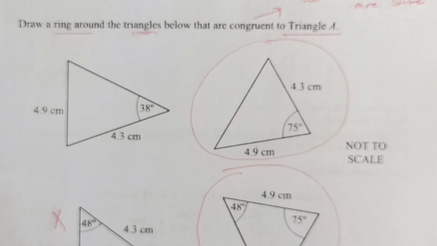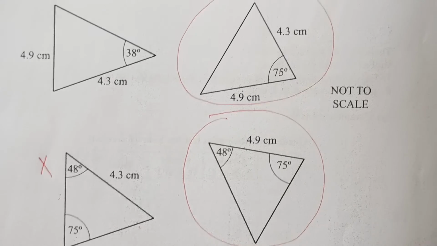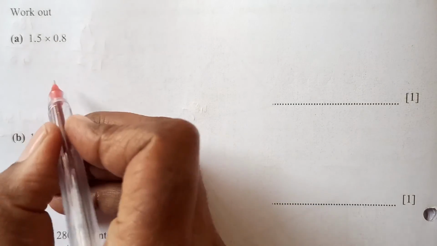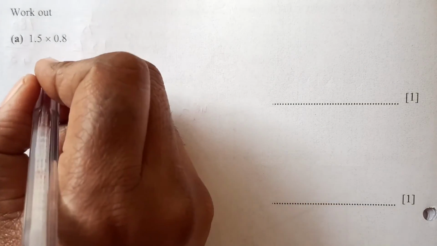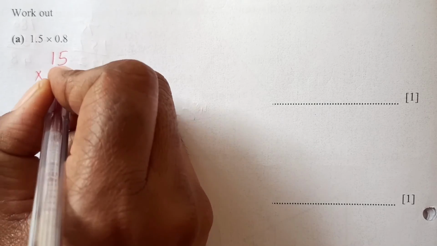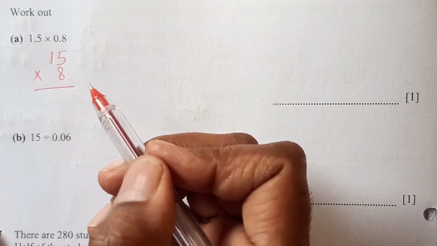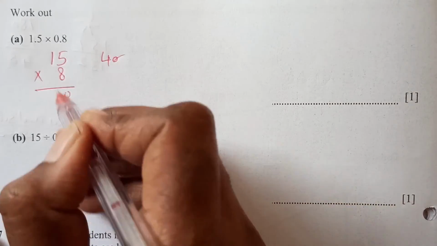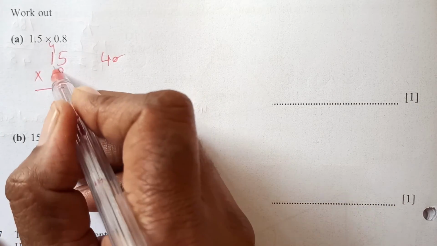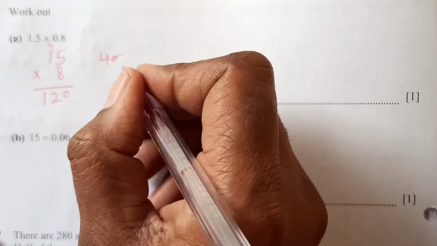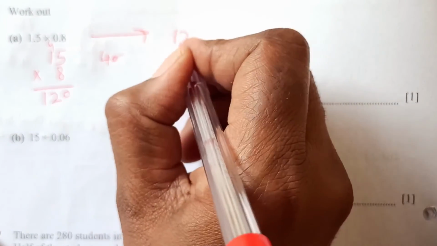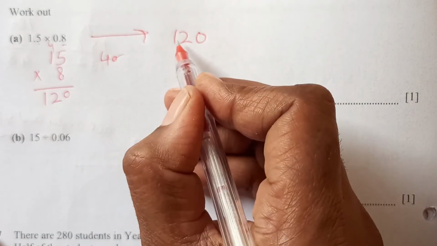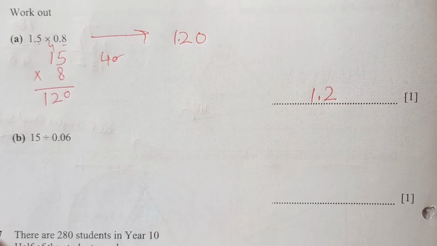So that's it for this question. Work out 1.5 times 0.8. I will work this without decimals first. So 15 times 8, I'm just taking the numbers without the decimal. 5 times 8 is 40, so 4 goes up here. 8 plus 4 is 12, so 120. The answer is 120, but there are two decimal places, 1 and 2. So I'll start from here, 1 and 2. So the answer is 1.2, right?